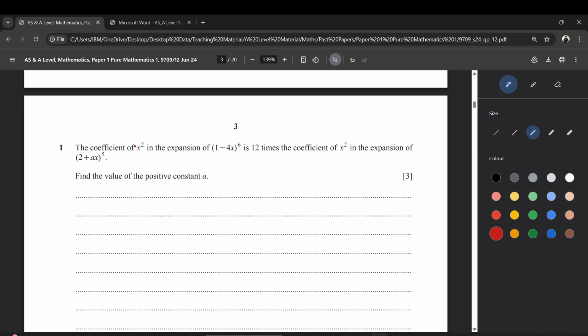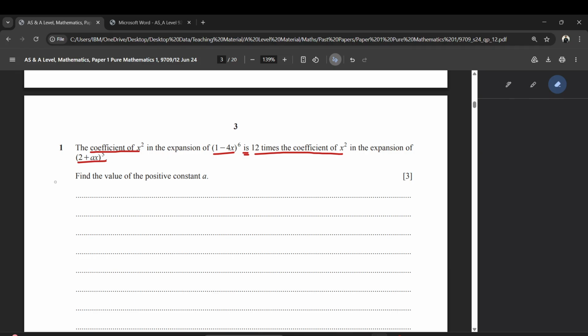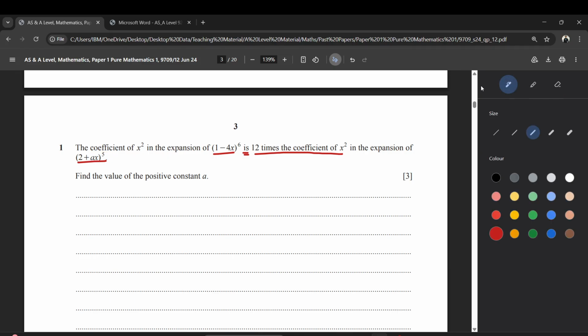Okay, question number one: the coefficient of x squared in the expansion of (1 minus 4x) to the power of 6 is 12 times the coefficient of x squared in the expansion of (2 plus ax) to the power of 5. So the coefficient of x squared in the expansion of this is 12 times the coefficient of x squared in the expansion of this expression. All right. So the question is, find the value of the positive constant a.